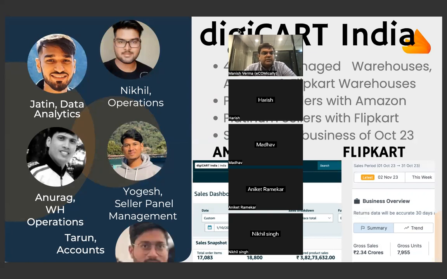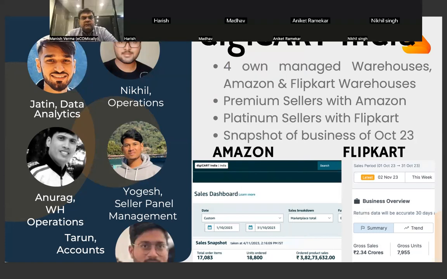And then we have a person in data analytics, seller panel management, the warehouse operations, and the operations part of it. So we have 4 self-managed warehouses, plus Amazon and Flipkart warehouses. We have premium and platinum sellers with Amazon and Flipkart.